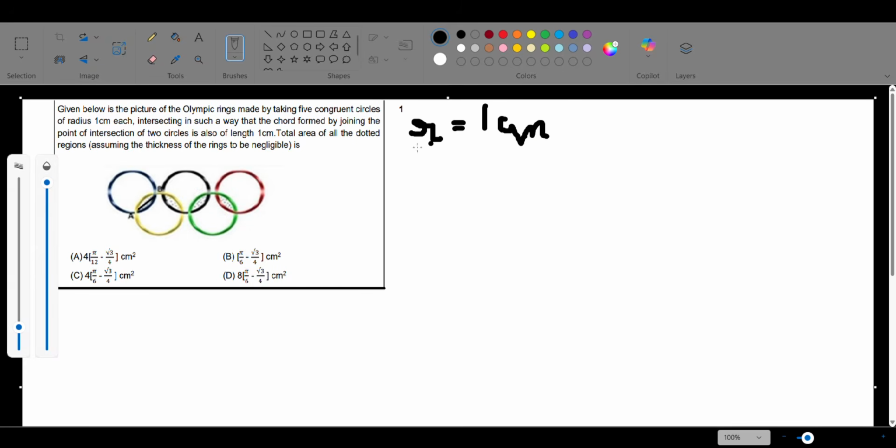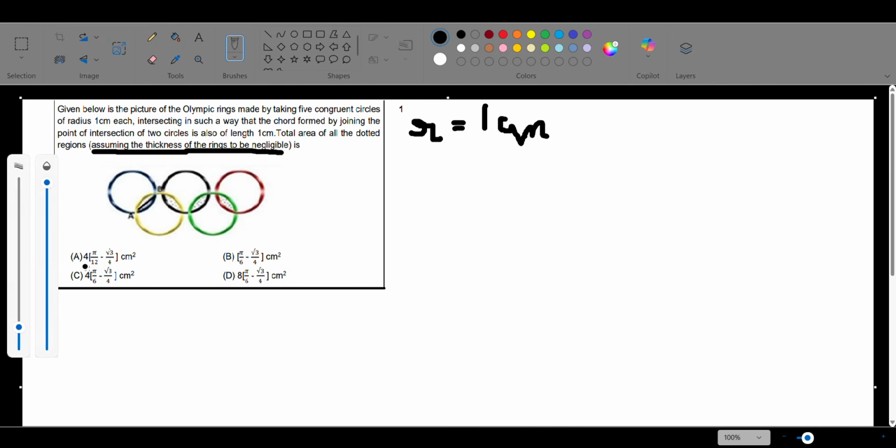Now it intersects in such a way that the chord formed by joining the points of intersection of two circles is also 1 centimeter. The total area of the dotted regions, assuming the thickness is negligible, is very important. Somebody may ask, what happens if the thickness is less? The answer will change. So that's why they give, assuming the thickness of the rings is negligible.